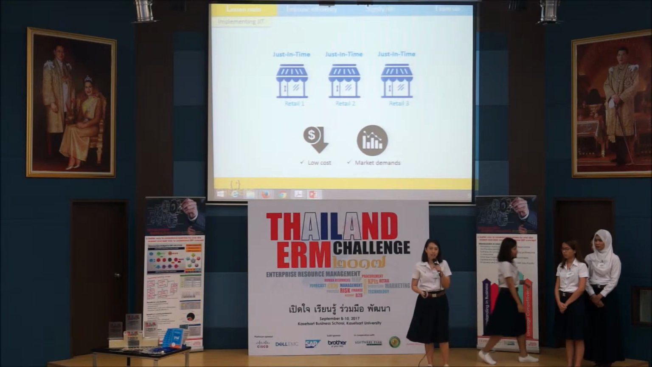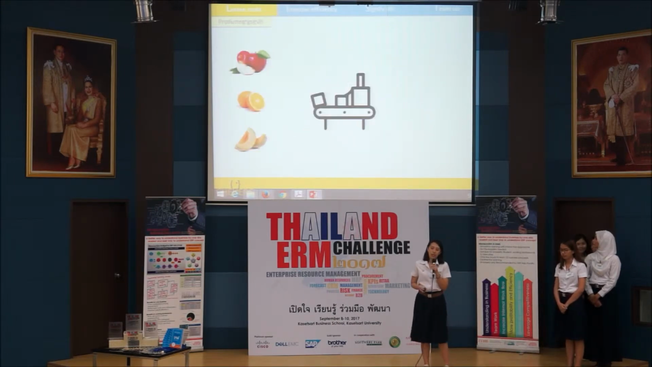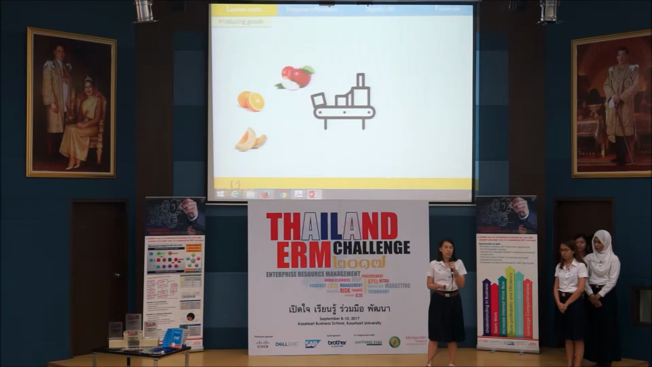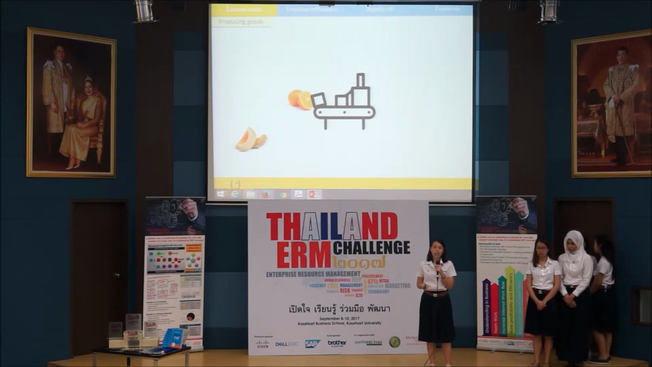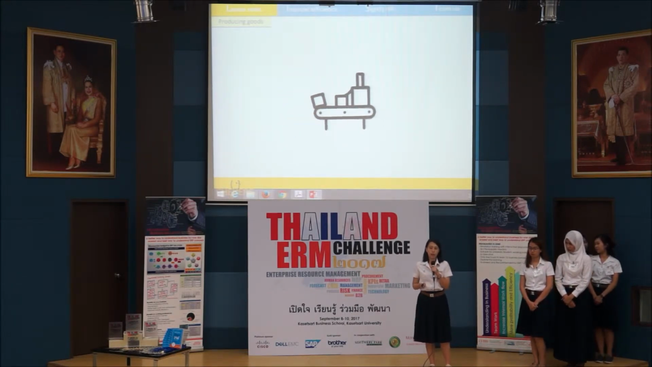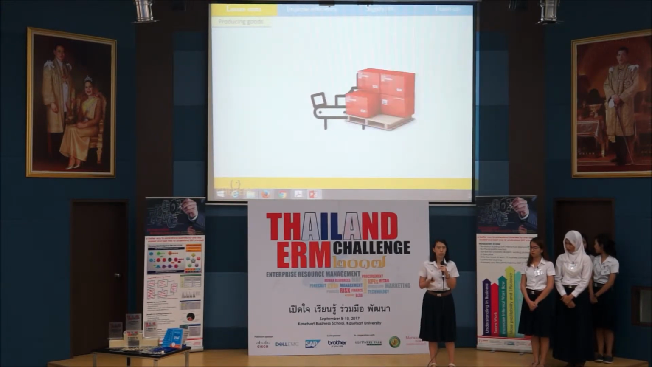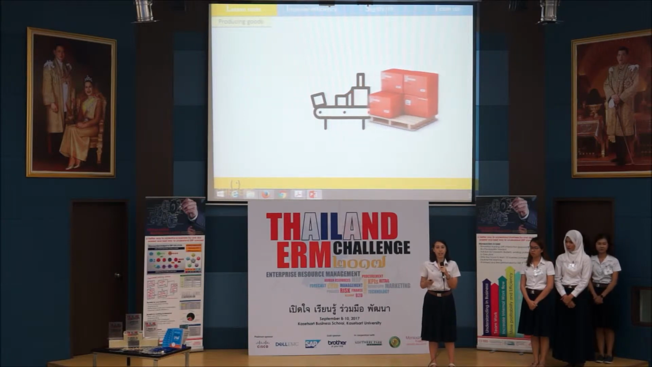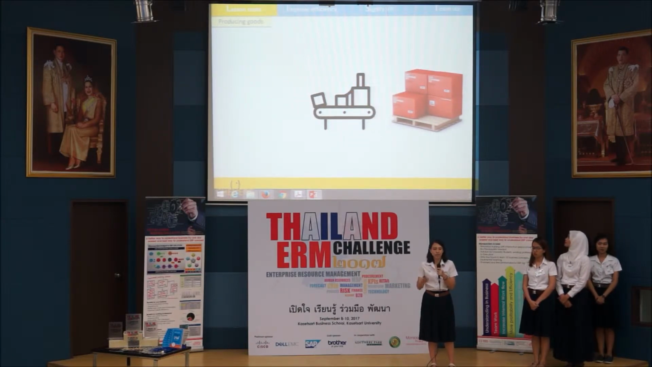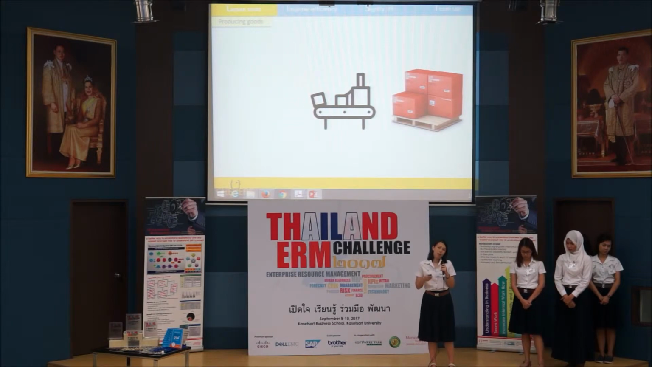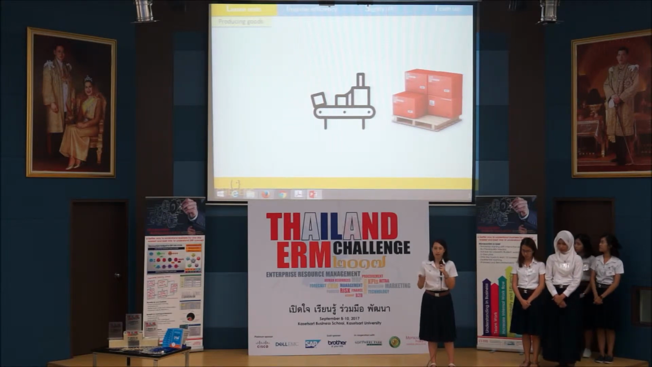Another thing that can lessen cost is production. Since the cost of goods manufactured is lower than the cost of goods purchased, our team decided to produce goods in order to reduce the average cost of goods sold. The more goods we produce, the lower the fixed cost we have to pay, due to economy of scale.